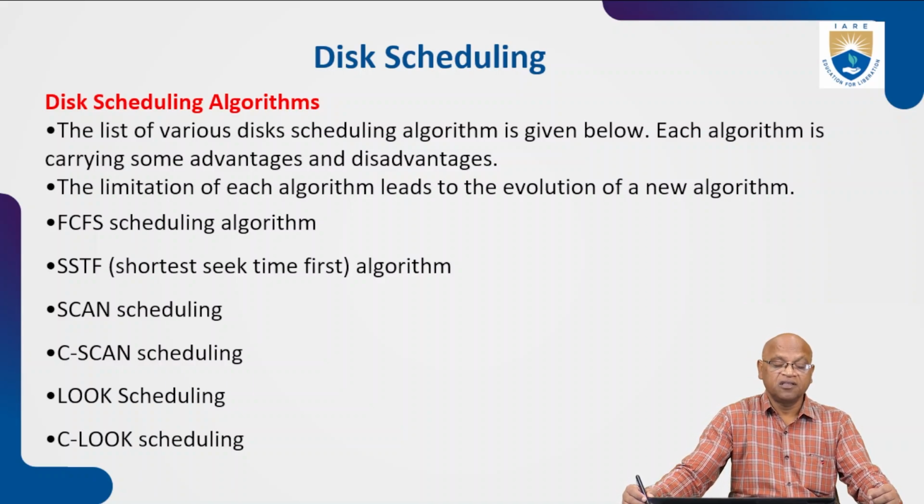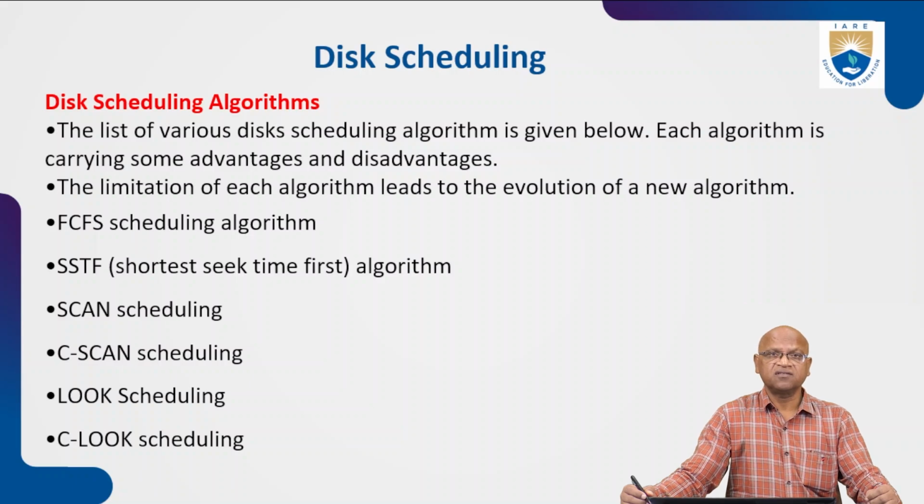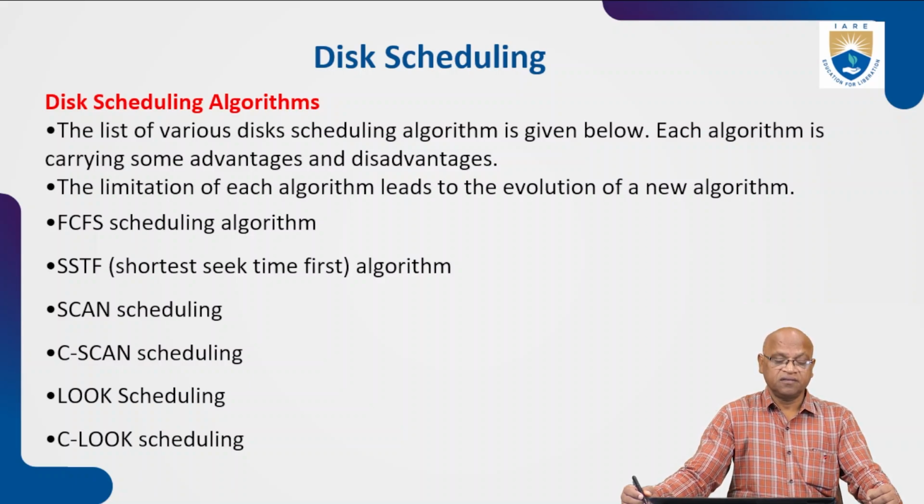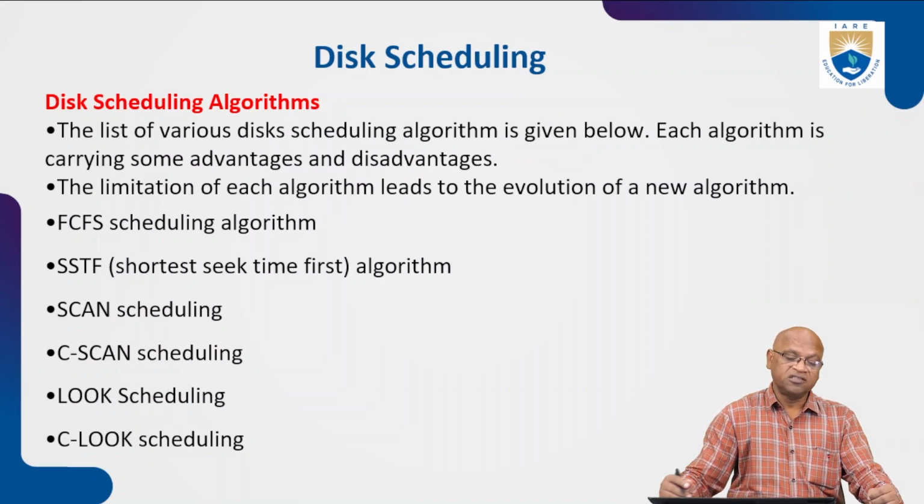So we see there are disk scheduling algorithms: FCFS, first come first serve, and the next one is SSTF, shortest seek time first algorithm, and SCAN scheduling, C-SCAN, LOOK scheduling, and C-LOOK scheduling. These are the disk scheduling algorithms.